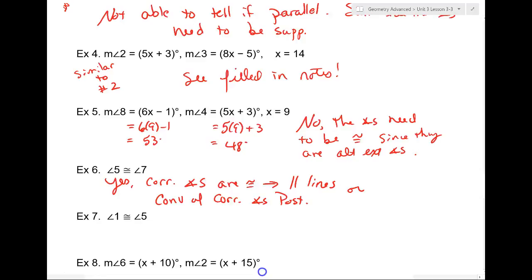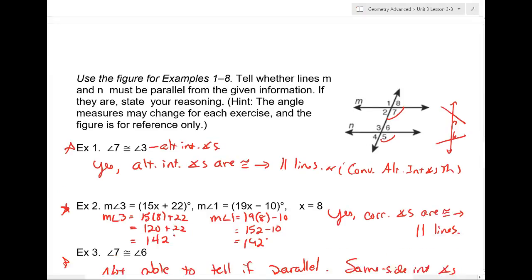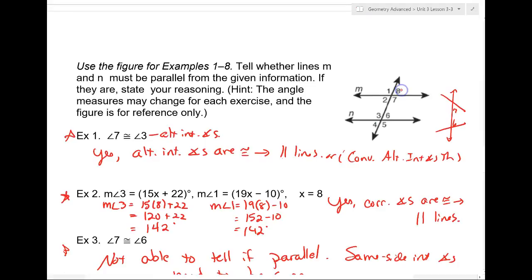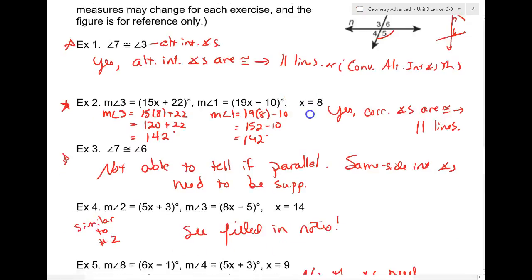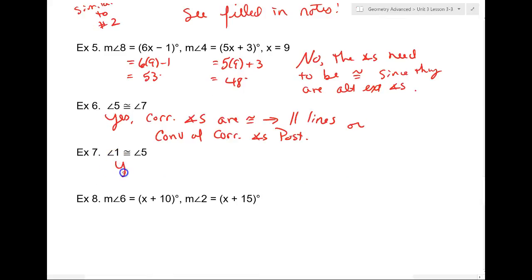All right, guys, how about 1 and 5? They say angle 1 and angle 5 are congruent. Are my lines parallel? Yes, exactly. So yes.